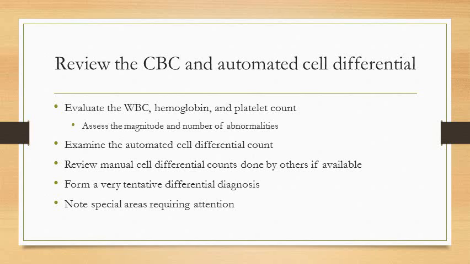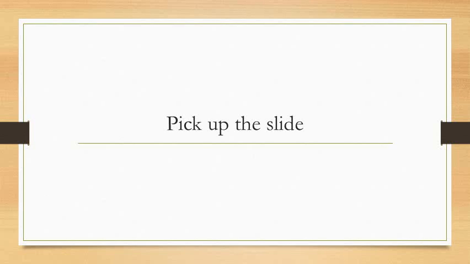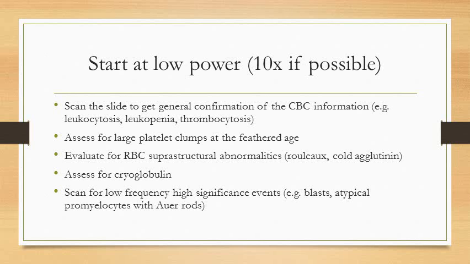And once again, that helps you note special areas requiring attention. So if the white count's really high and there's an immature flag, you want to make sure you're assessing the white blood cells properly. Next step, pick up the slide. So all of these things so far, you haven't looked at the slide yet. Make sure you pick up the right slide, right patient identifier, and start at low power.